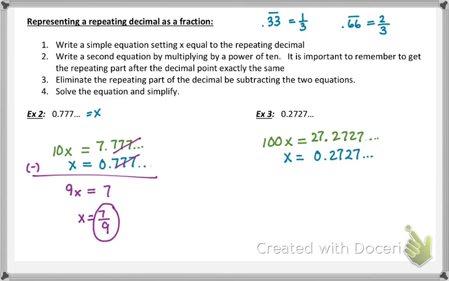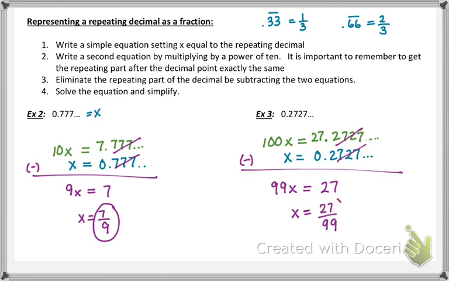Okay, and then we can go ahead and subtract my two equations. 100x minus 1x is 99x. And then 27.2727 minus 0.2727 is just 27. Divide by 99, and I have 27/99. That's my fraction, which we can also reduce in this case to 3/11.